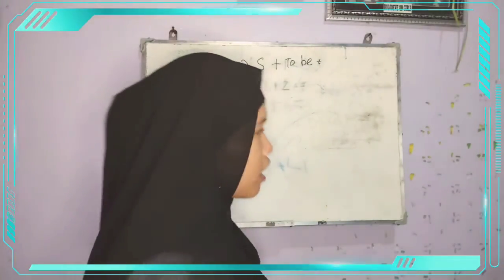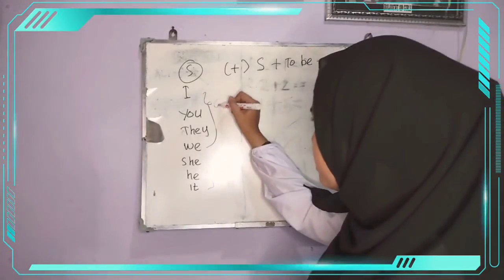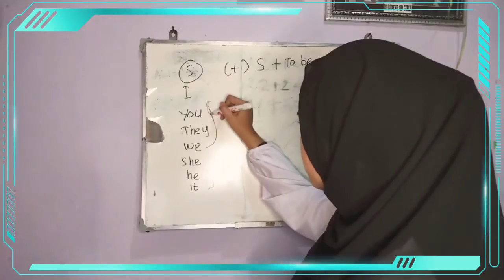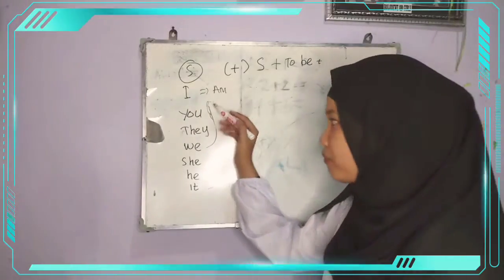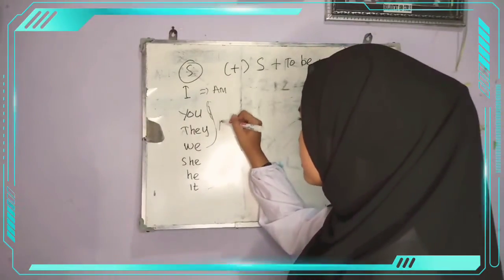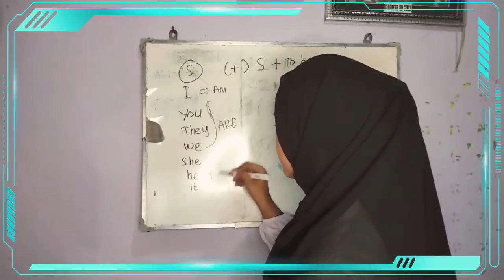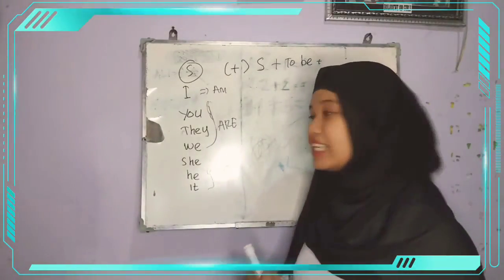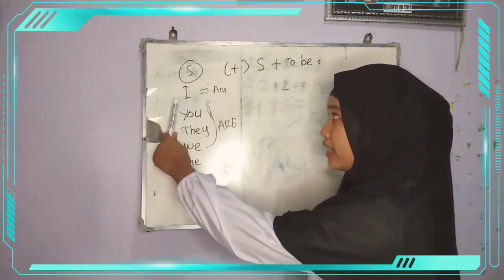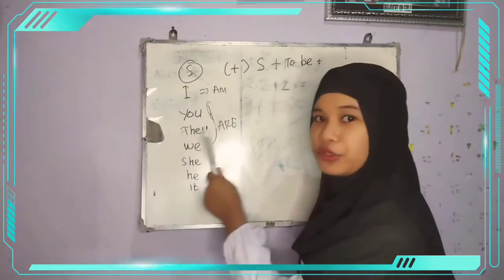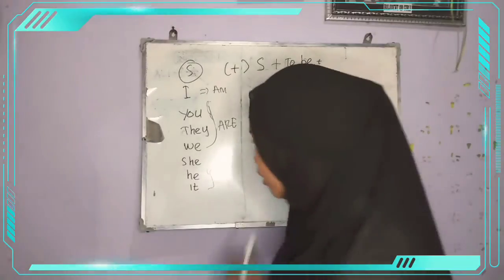What is to be? To be, there are three. For the first, with I, to be is am: I am. You, they, we use are. Then she, he, it use is. It is to be: am, are, is. I use am. You, they, we use are. She, he, it use is. Do you get it? Okay.